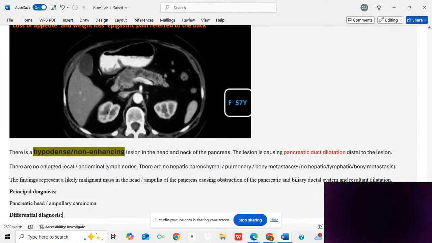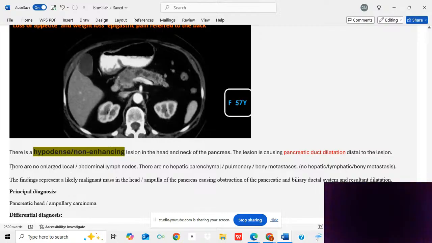So after describing the pancreatic head cancer, you need to look for any enlarged local or abdominal lymph nodes. You need to look for any metastasis to the liver, no parenchymal metastasis. You need to look for any bony lesion, no bony lesion. So you need to exclude any lymphatic, hepatic parenchymal, or bony metastasis.